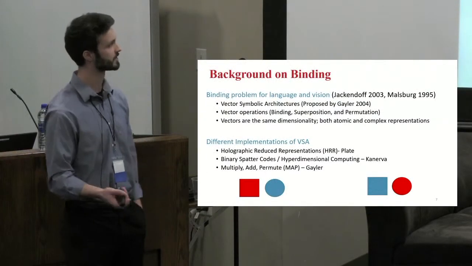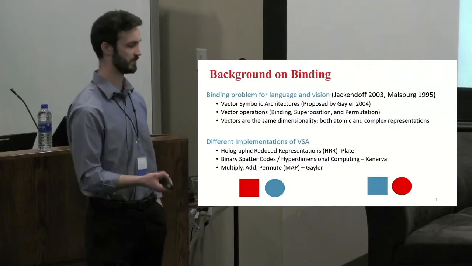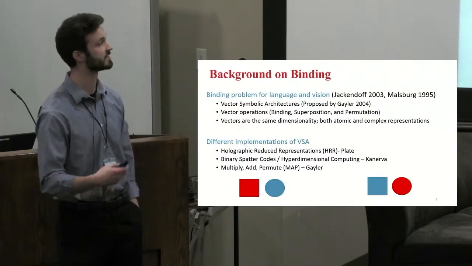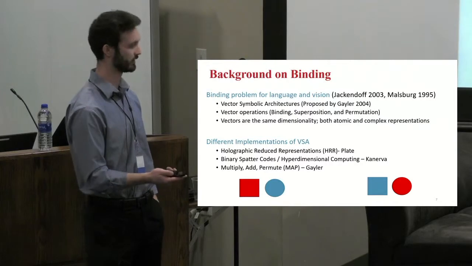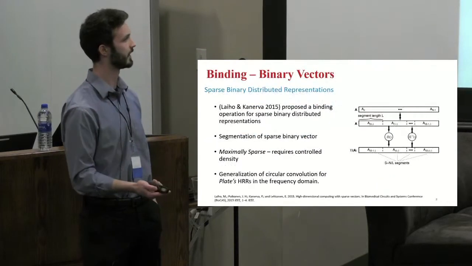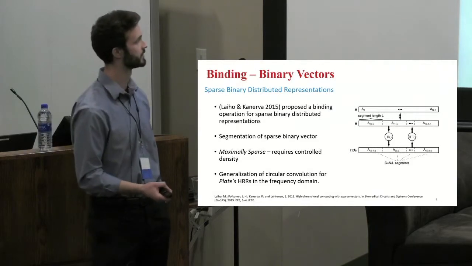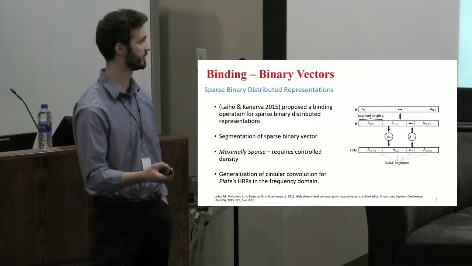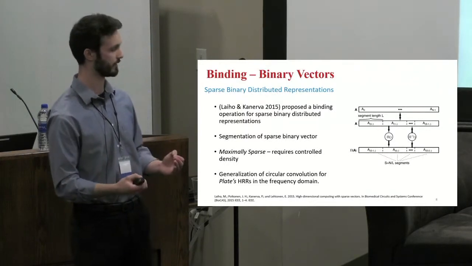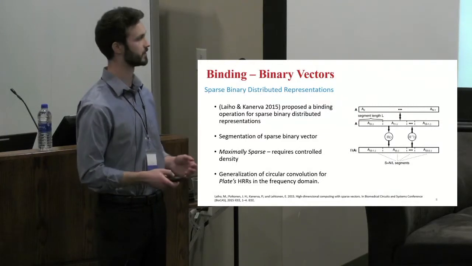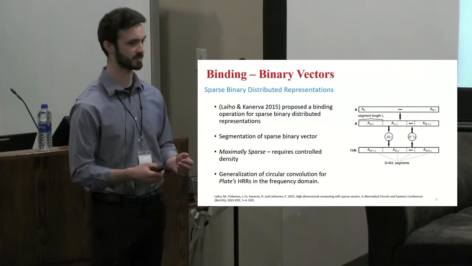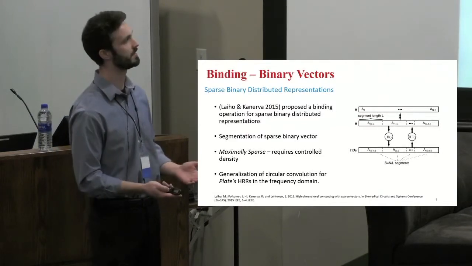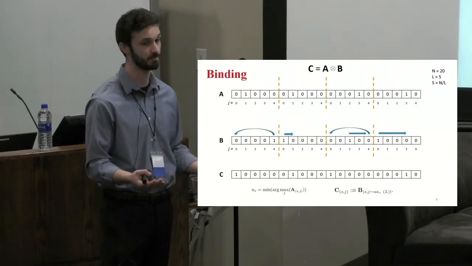Of particular interest to us were Pentti Kanerva's binary spatter codes because of their intrinsic similarity to HTM's SDRs, because they're both binary and in some instances sparse. So we scoured the literature trying to find a binding operation, and Kanerva recently published, along with Laiho in 2015, a binding operation on sparse binary distributed representations, exactly what we're looking for. They do this by sectioning the vector into segments and ensuring that the vector is maximally sparse. The way this operation works is just by simple bit shifting.